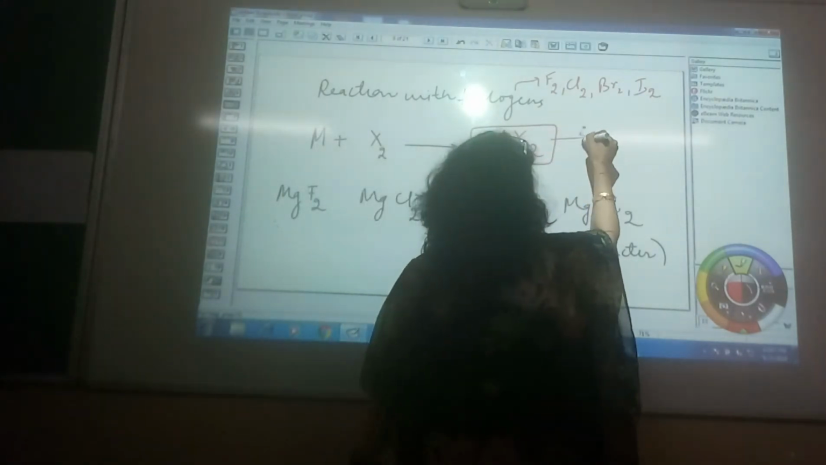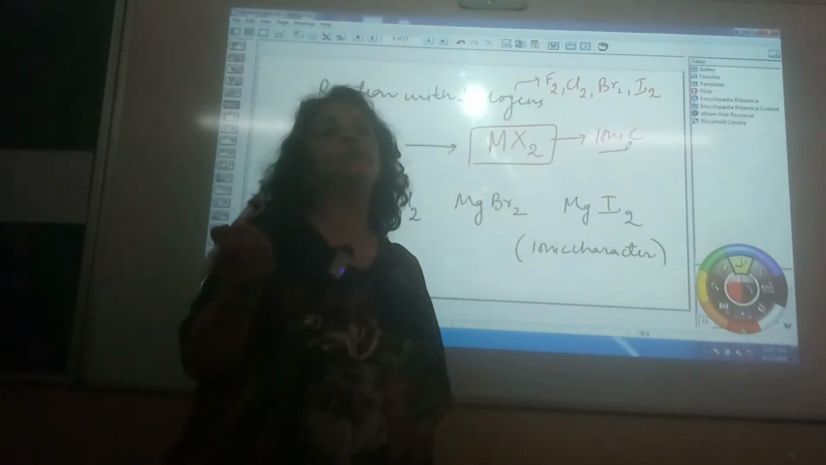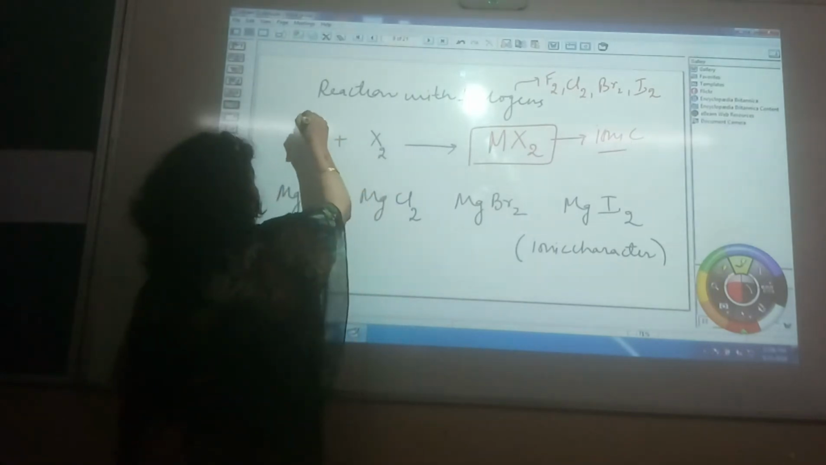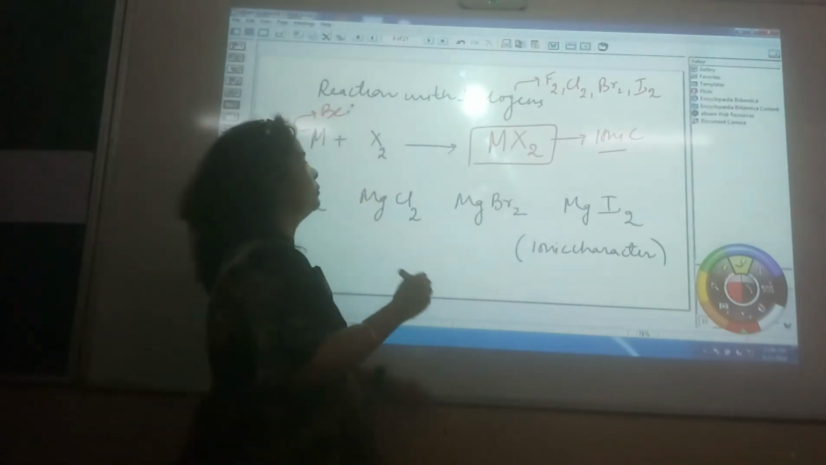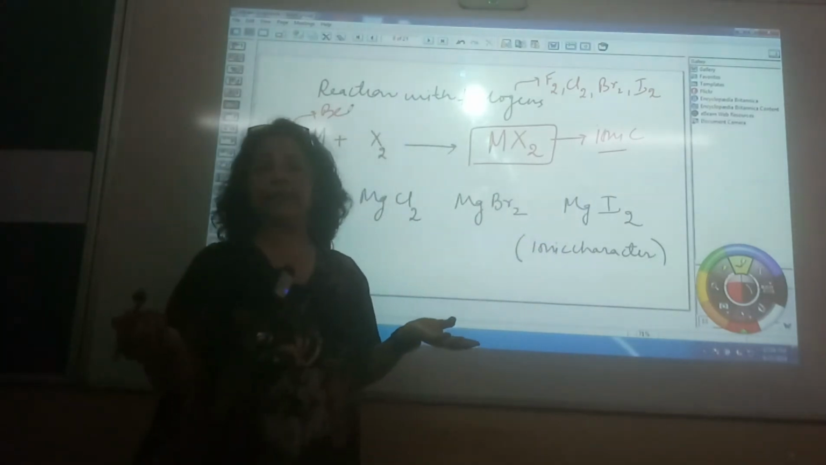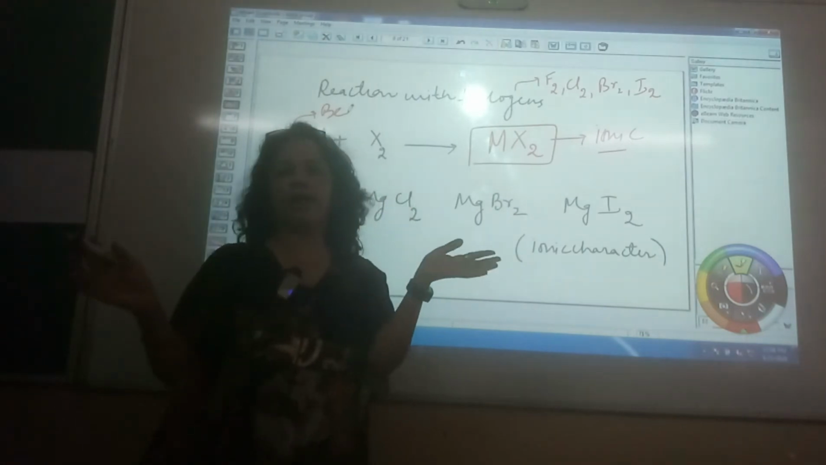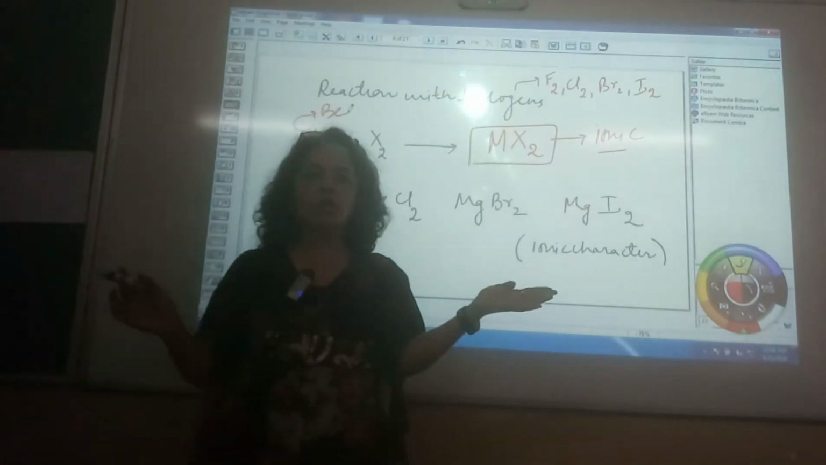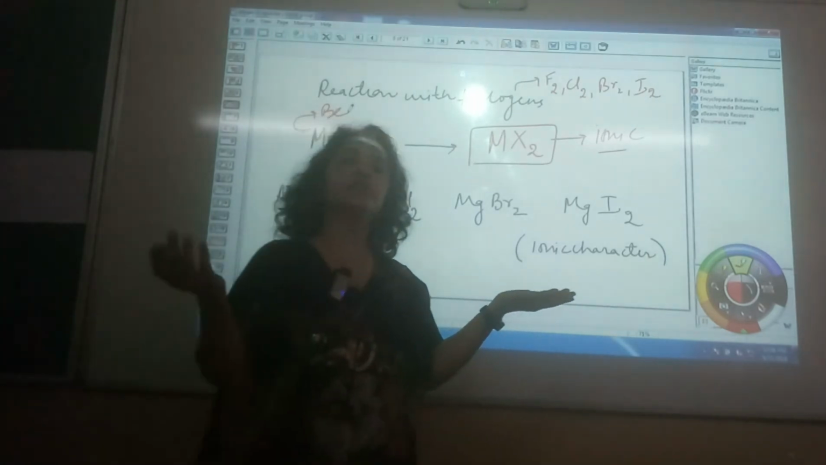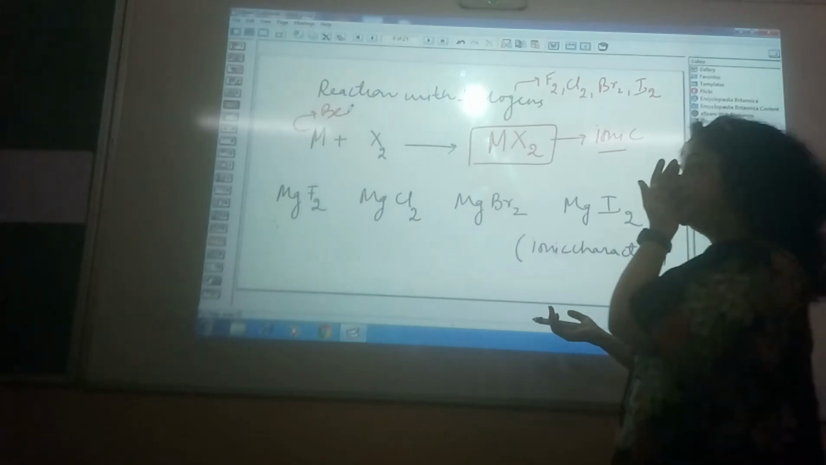Now this MX2 is normally ionic. Why did I use the word normally ionic? The reason is the first member, if this was beryllium, then this compound will not be ionic. Beryllium compounds are covalent in nature. Why so? Because of its small size and very high ionization energy, it does not easily lose the electron, it prefers to share the electrons. And if it is sharing the electrons, the compound formed has to be covalent.